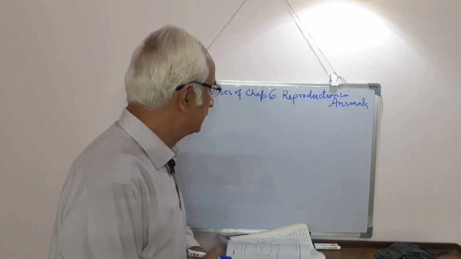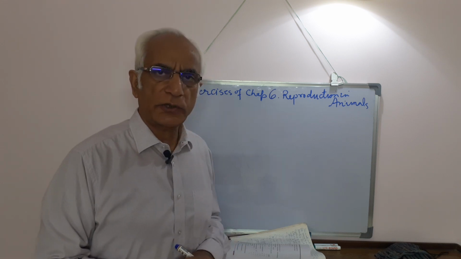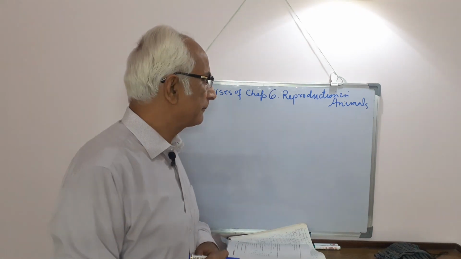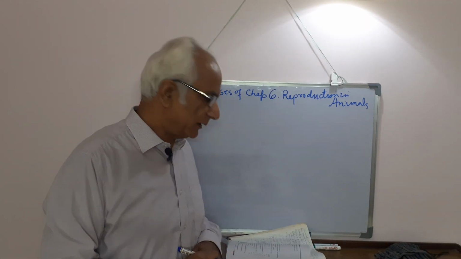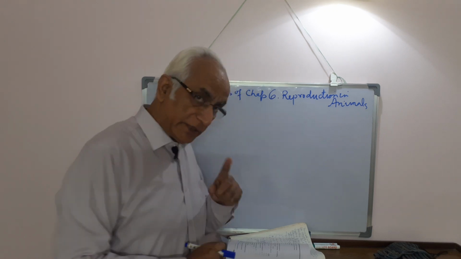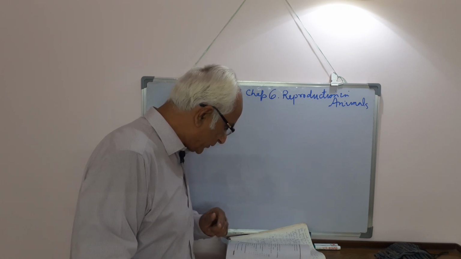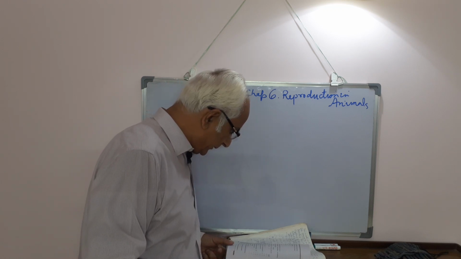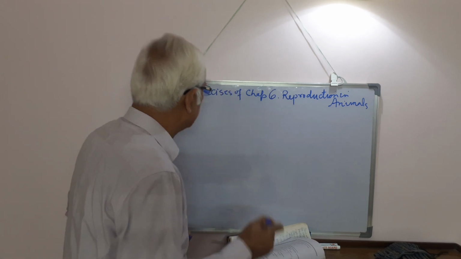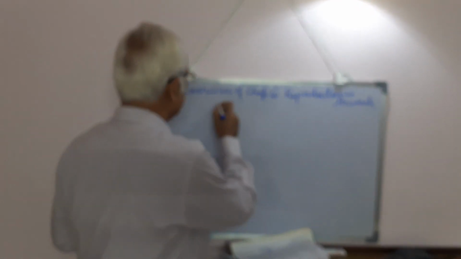आज की क्लास में हम एक्सरसाइज 1, चैप्टर 6, रिप्रोडक्शन इन एनिमल्स के कुछ क्वेश्चंस हल करेंगे। मैंने एक वीडियो बना के question numbers 1, 2, 3 और 4 के answers दिए थे, 3 मैं मिस कर गया था। Now we will come back to question number 3 and then we'll come to question number 5. So please take out your books, read the questions and I'll give you the answers.